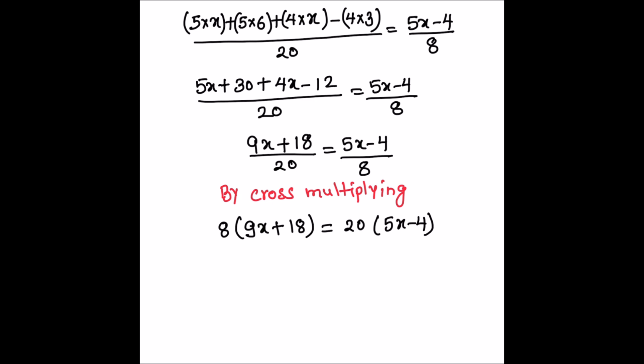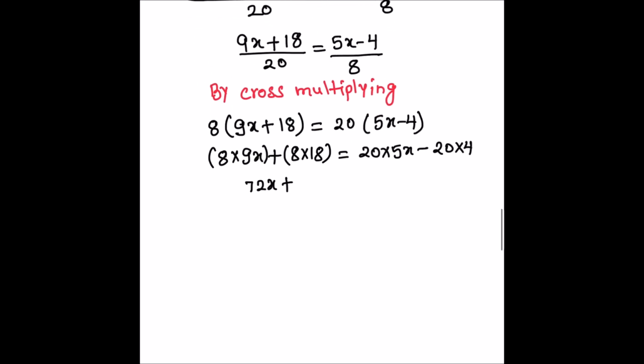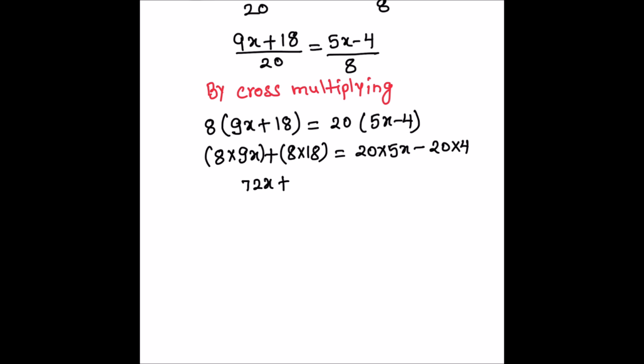Now we can distribute and simplify it further. 8 times 9x plus 8 times 18 equals 20 times 5x minus 20 times 4. So 8 times 9 will be 72, so that's 72x plus 8 times 18. 8 times 8 is 64.